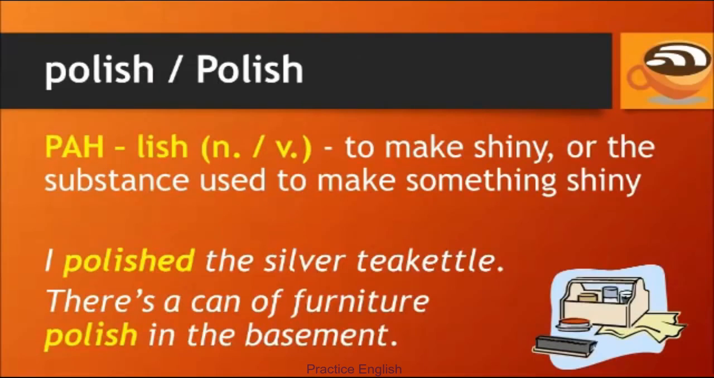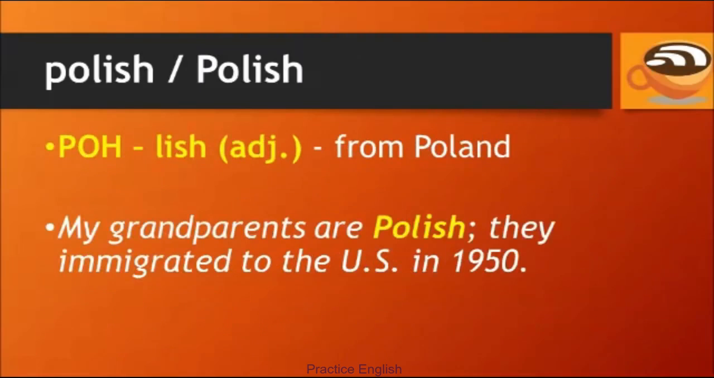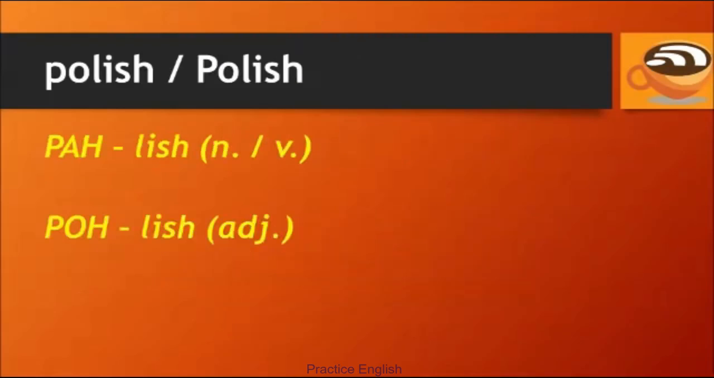Next, we have polish and polish. Polish means to make shiny, or the substance used to make something shiny. For example, I polished the silver tea kettle. There's a can of furniture polish in the basement. Polish with the capital P is an adjective describing someone or something from Poland. Polish is also a noun referring to the language spoken there. For example, my grandparents are Polish. They immigrated to the U.S. in 1950. Polish, Polish.